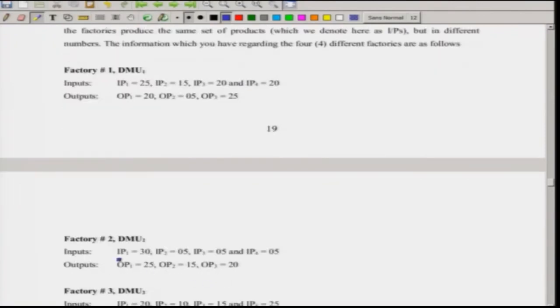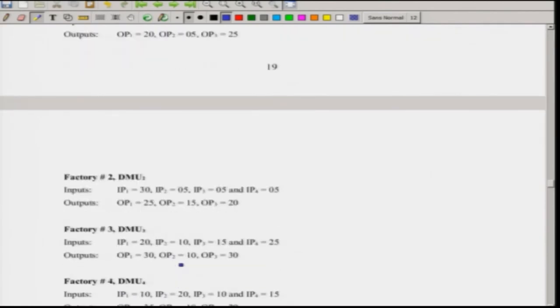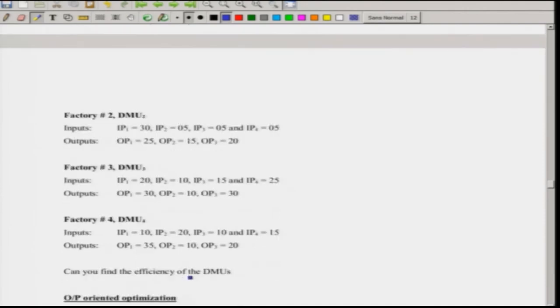Similarly, for the second factory, inputs are given, I am not reading the values. Again there are 4 inputs and 3 outputs, and this is the second DMU. Similarly, DMU 3 has 4 inputs and 3 outputs, and the fourth DMU has 4 inputs and 4 outputs. I will formulate it very fast. Once you have understood it, I will spend 2 or 3 minutes on the formulation for this problem in the next class, and then go into other topics related to DEA in simple format, and then come to the solution later when we do the simple optimization problem.